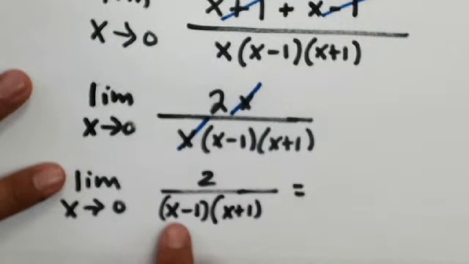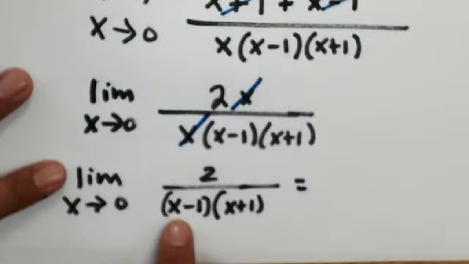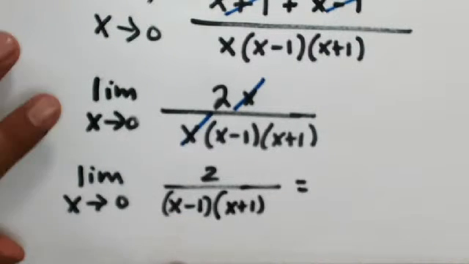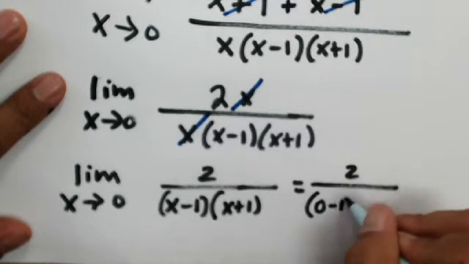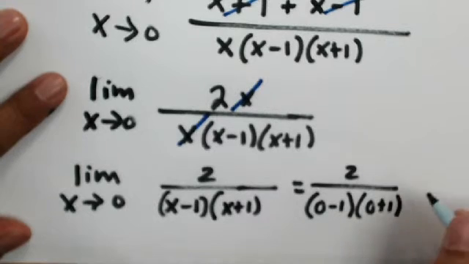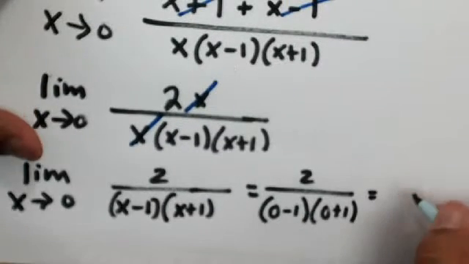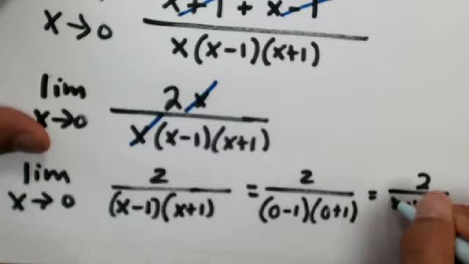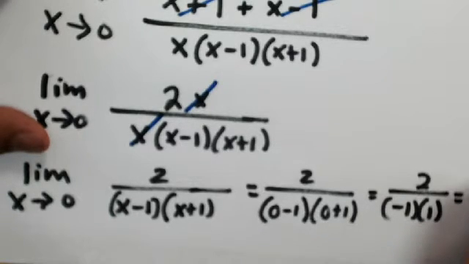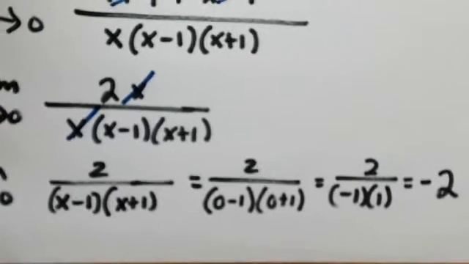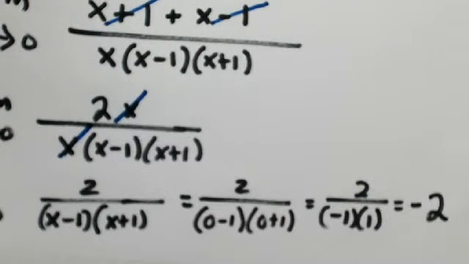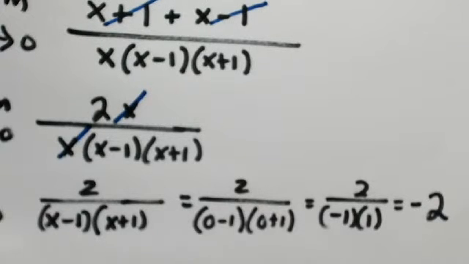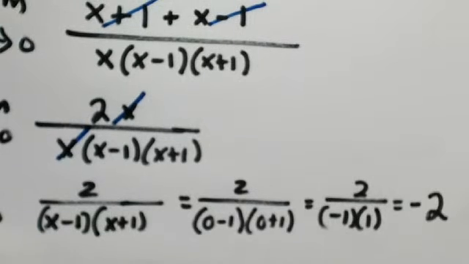And if we substitute the 0, what is our answer going to be? It's 2 over 0 minus 1 times 0 plus 1. That would give us 2 over negative 1 times 1. That would give us negative 2. Any questions? No.